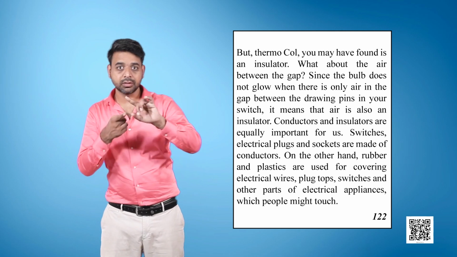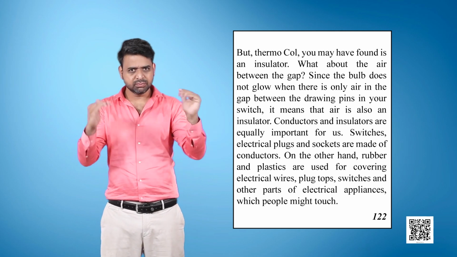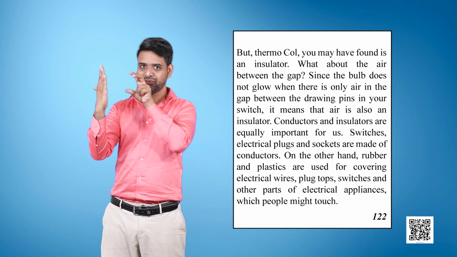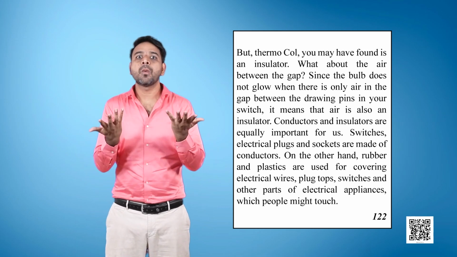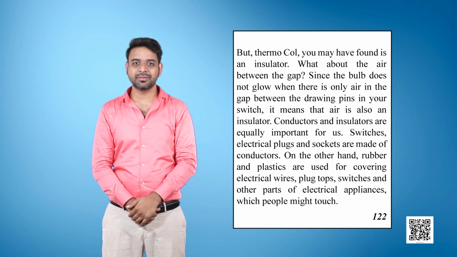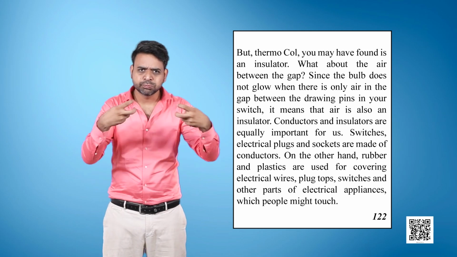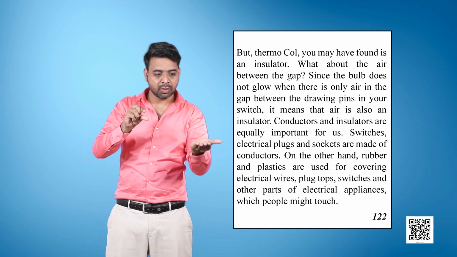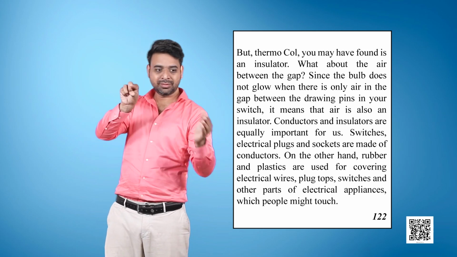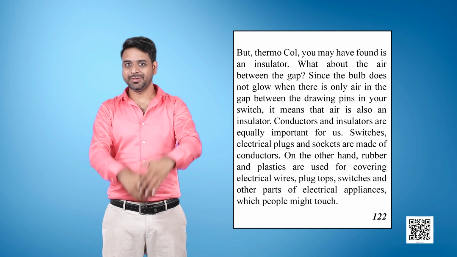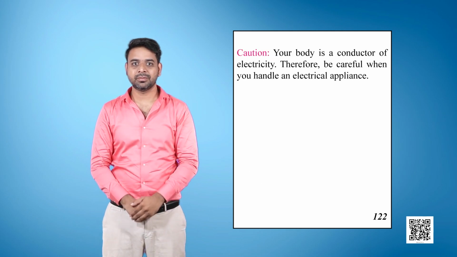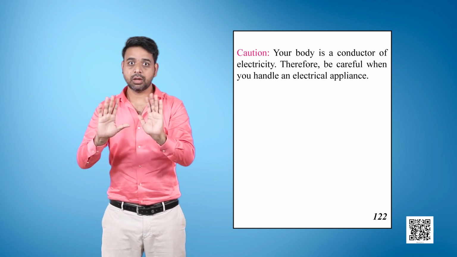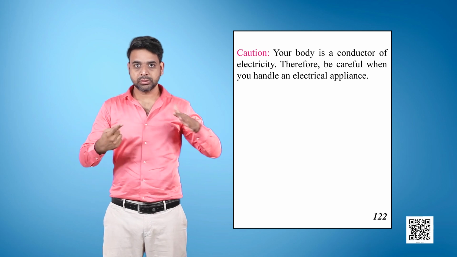Conductors and insulators are equally important for us. Switches, electric plugs, and sockets are made of conductors. On the other hand, rubber and plastics are used for covering electric wires, plug tops, switches, and other parts of electrical appliances which people might touch. Caution: your body is a conductor of electricity. Therefore, be careful when you handle an electrical appliance.